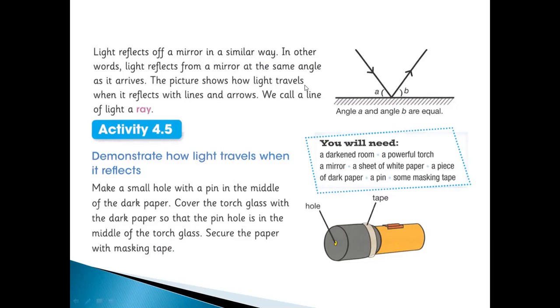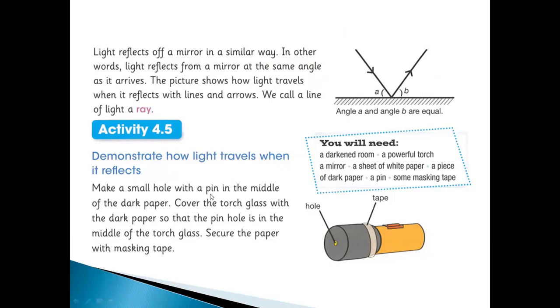And the picture shows how light travels when it reflects, with lines and arrows. We call a line of light a ray. Obviously, ray or beam. For this, we have an activity to check the direction in which light travels when it reflects.